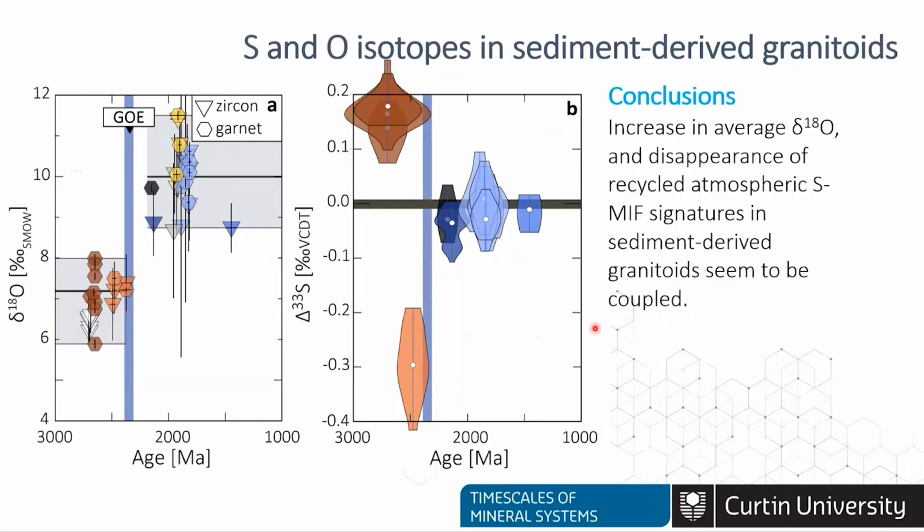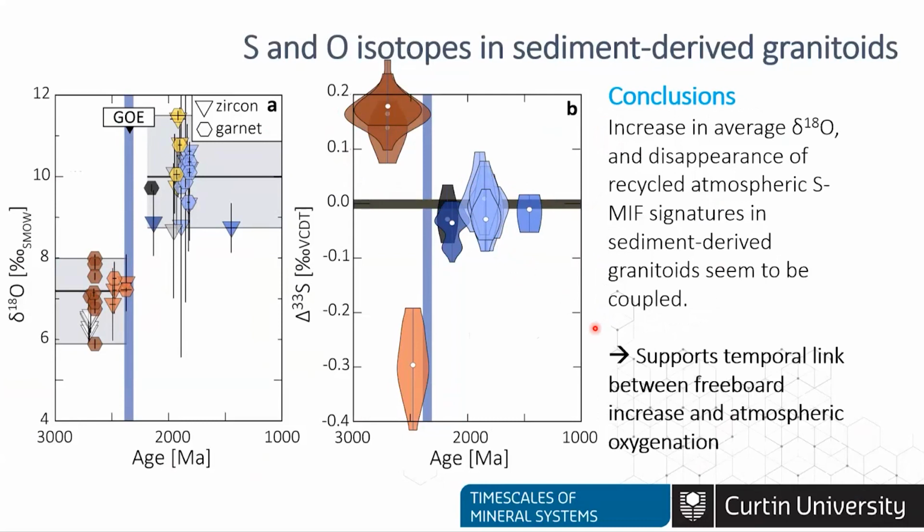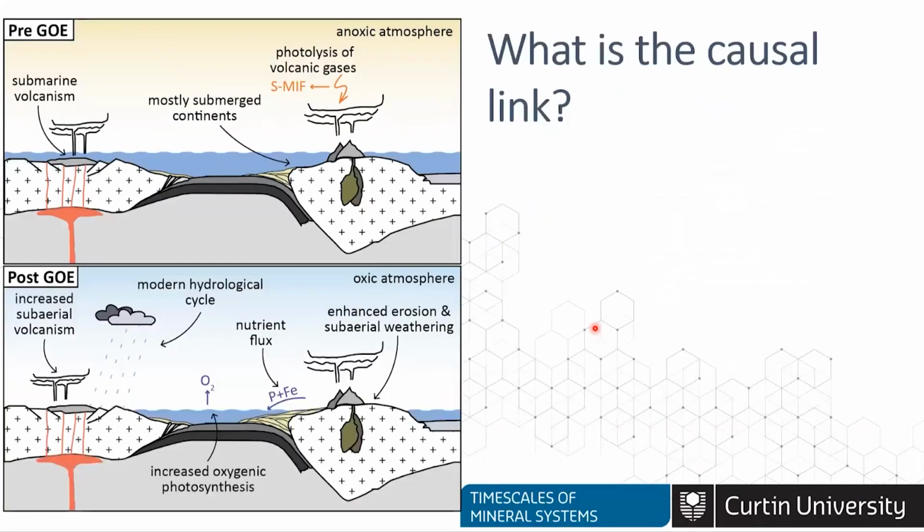So to conclude, the increase in average delta 18O and the disappearance of the mass-independent fractionation signatures of sulfur in these sediment-derived granitoids seem to be coupled, which in turn supports a temporal link between the increase in freeboard and atmospheric oxygenation. And the question is, is there a causal link as well? So this will be my last slide.